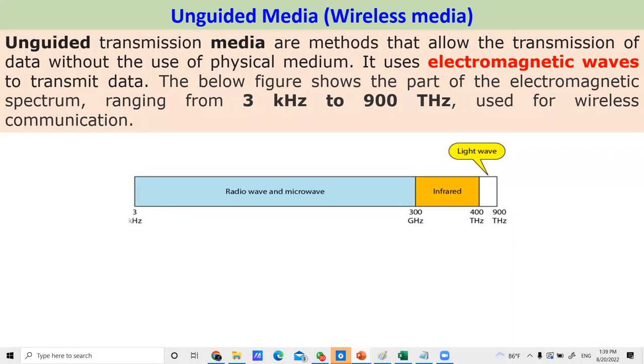Then after that, from 300 gigahertz to 400 terahertz, in that area we have infrared. That's another form of unguided medium.